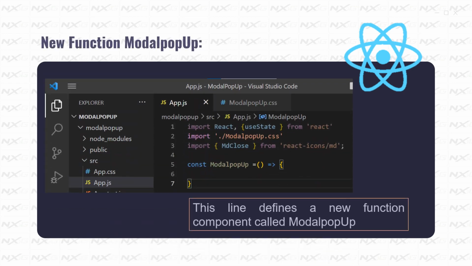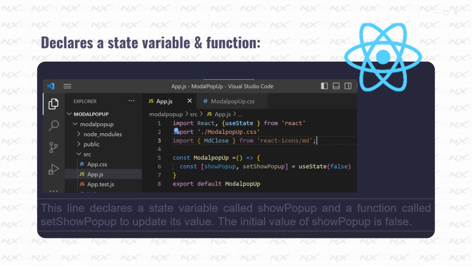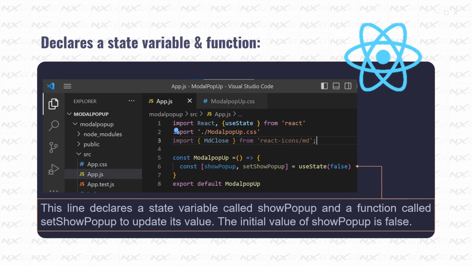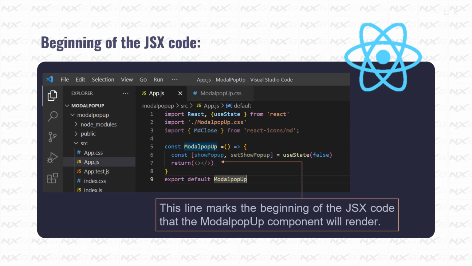Next, we define a new function component called ModalPopup. Export default ModalPopup. This line exports the ModalPopup component as the default export of the module so that it can be imported and used in other parts of the code. Inside this component, we declare a state variable called showPopup using the useState hook. Its initial value is set to false, meaning that the modal pop-up is not visible when the component is first rendered.